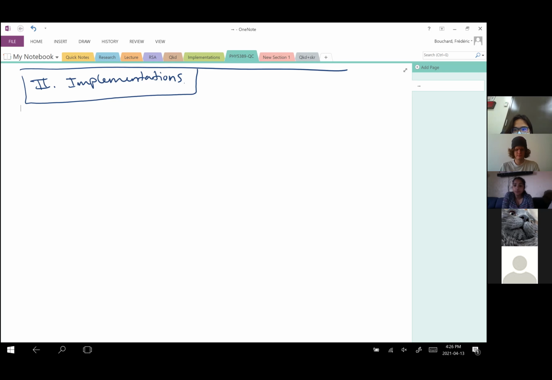Now let's talk about the implementation. So how you actually perform QKD in the lab, and what are the details about the different elements. So the first part will be the source.